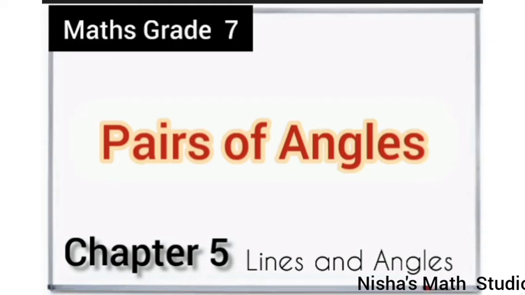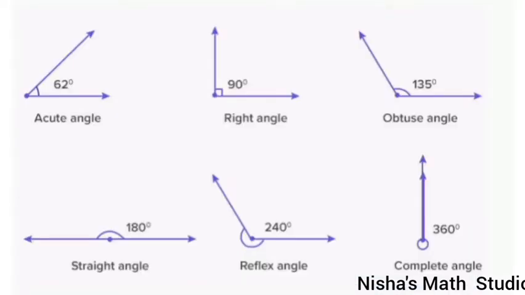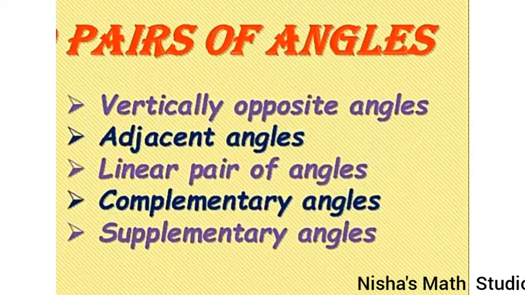Nisha H. Kamath welcomes you to the mathematics class of 7th standard on lines and angles. In the last video, you have seen the different types of angles like acute angle, right angle and so on, but they all refer to a single angle. In today's video, we'll study about pairs of angles. That is vertically opposite angles, adjacent angles, linear pair of angles, complementary angles and supplementary angles.